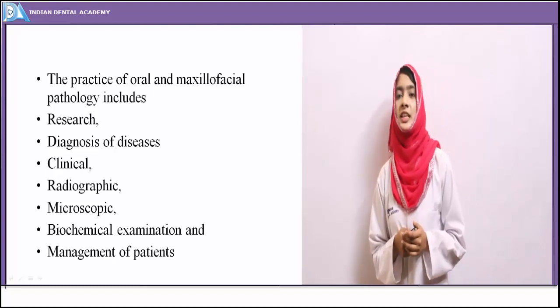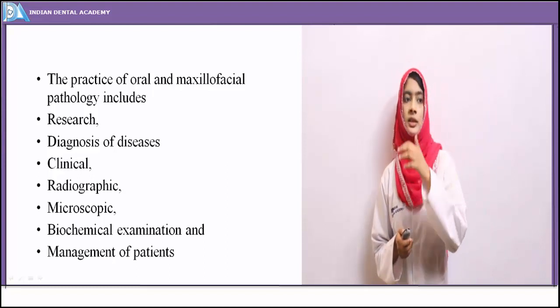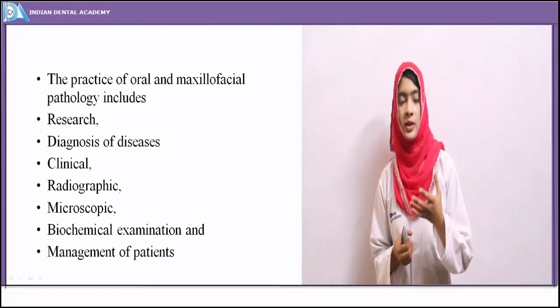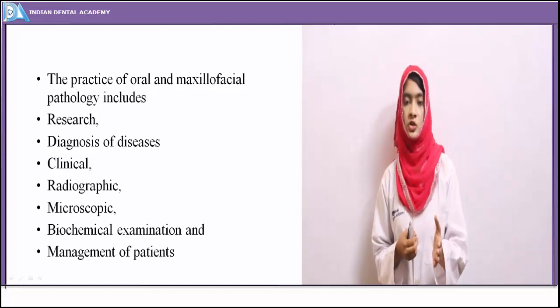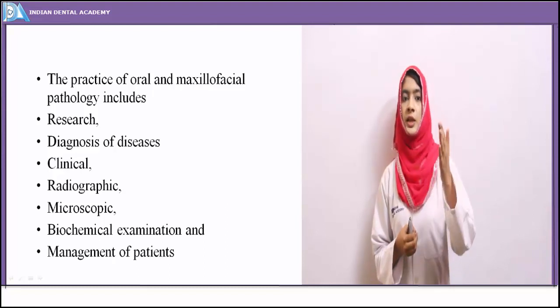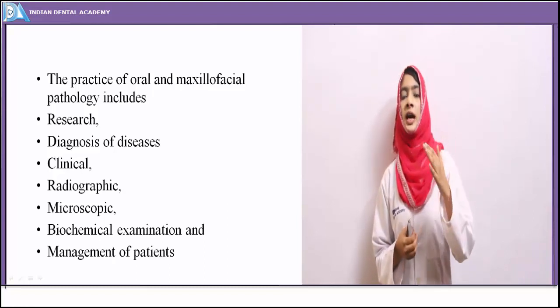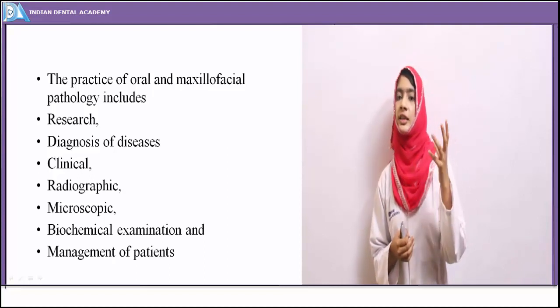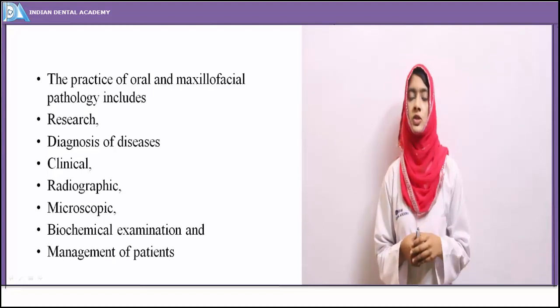Okay, so we'll see what are the common lesions. Once you identify a case, once you have taken the history of the patient and you are taking the clinical observations, as I've told you, for the hard tissue lesions, just the appearance, the location and the radiographic examination will be of diagnostic value.